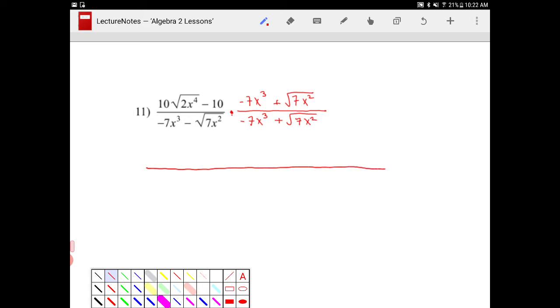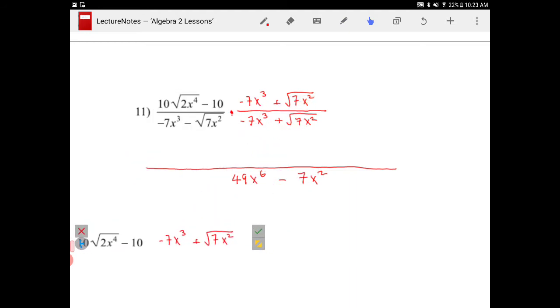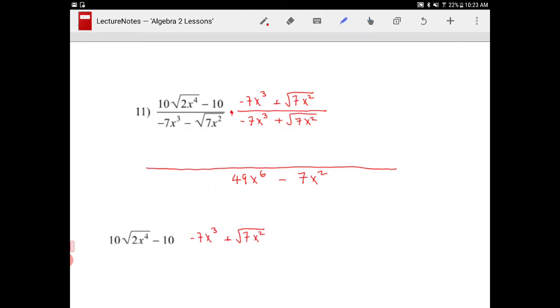And again, I want to draw a humongous fraction bar, just because this is going to come out looking insane. So negative 7x to the third squared, that's 49x to the sixth. And then radical 7x squared becomes 7x squared. The numerator is what I will need to actually FOIL out, because there's no particular structure or no form with that. So I want to do my little scratch work over here.